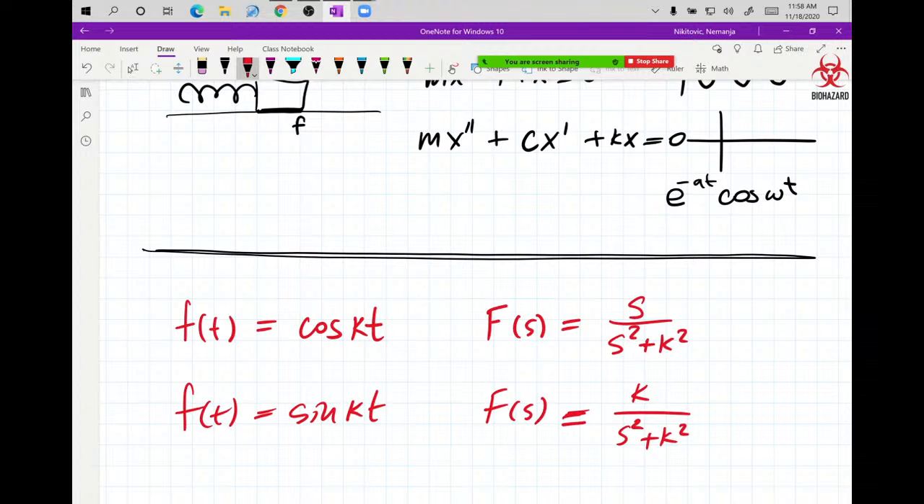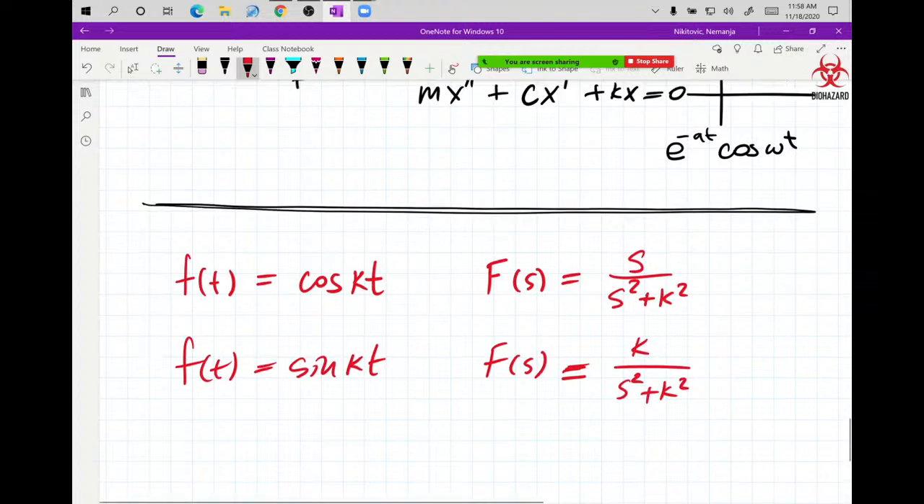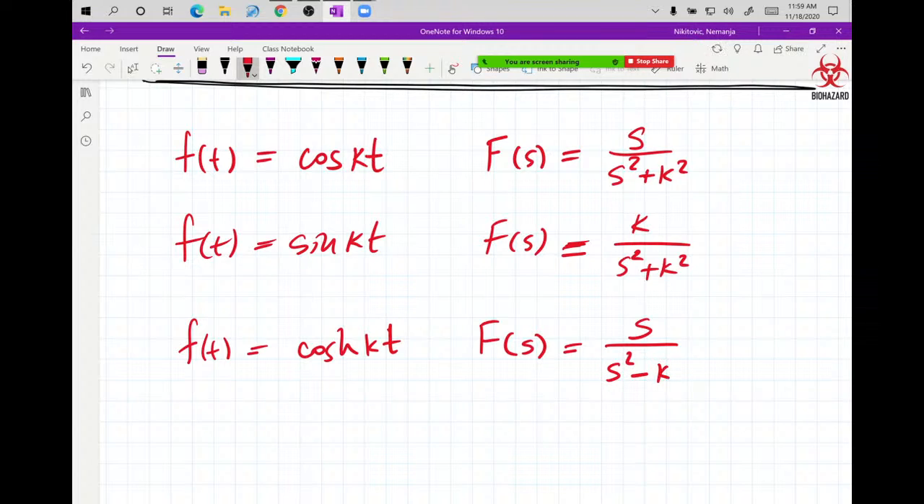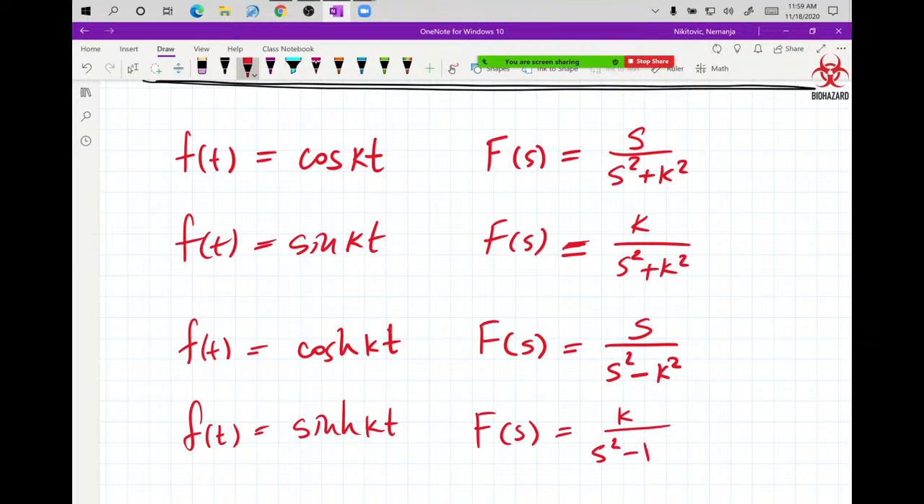Now, cosine hyperbolic and sine hyperbolic are the same formulas, except they have a minus in the denominator. So f of t, the cosine hyperbolic kt, is going to give you the same formula, s over s squared, but now minus k squared. And f of t for sine hyperbolic kt is going to give you f of s equals k over s squared minus k squared. So these are your transformation formulas for these basic ones.